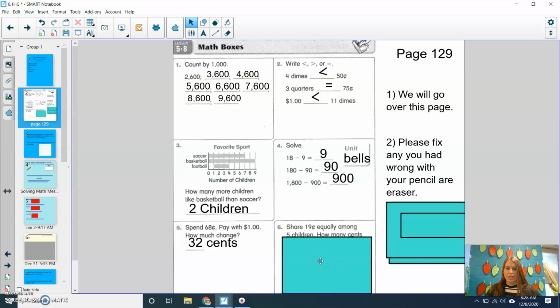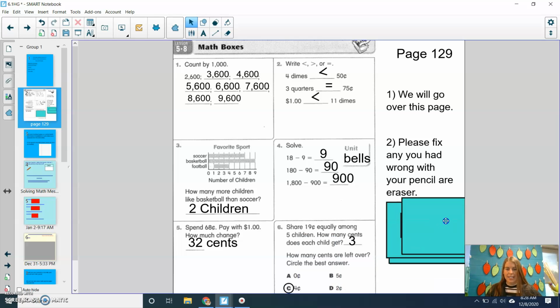And for our last question, number 6, share 19 cents equally among 5 children. How many cents does each child get? I know that each child would get 3 cents because I'm counting by 5: 5, 10, 15. But if I did one more, that would be 20, which would be too much. So if I'm at 15 cents, I know that I have 4 cents left over. So choice C for my last problem.